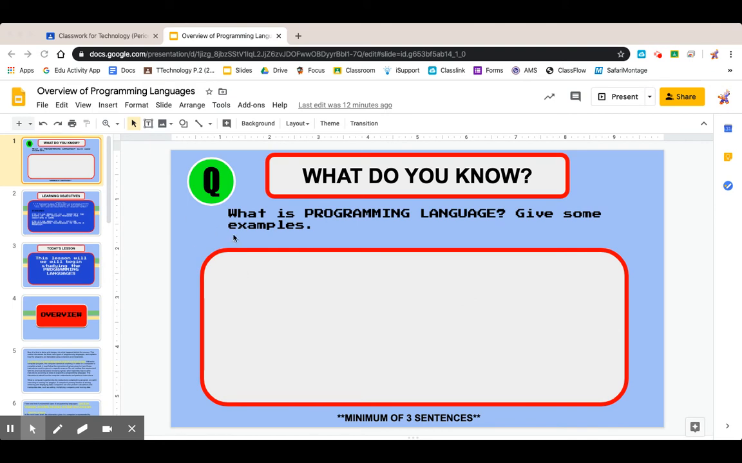So again, we're starting off with a what do you know? What is a programming language? Give some examples. And again, if you don't know, Google it. And I don't expect you to know. So definitely Google the answers and give me what you come up with for the answer here in the what do you know slide.